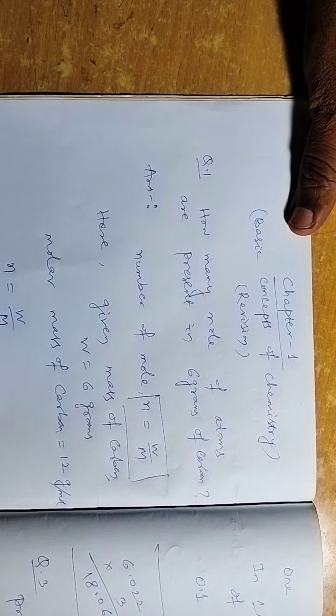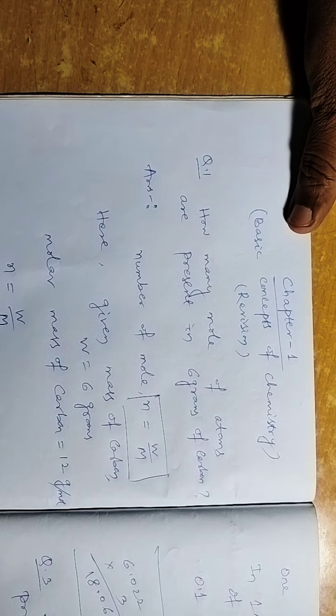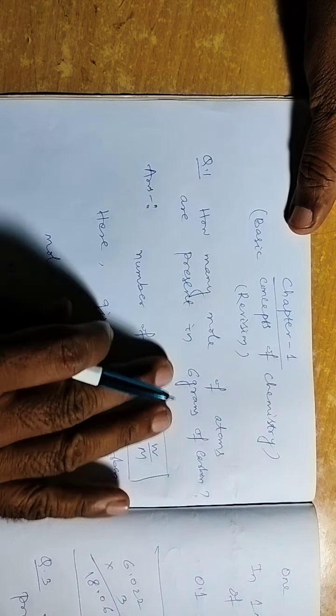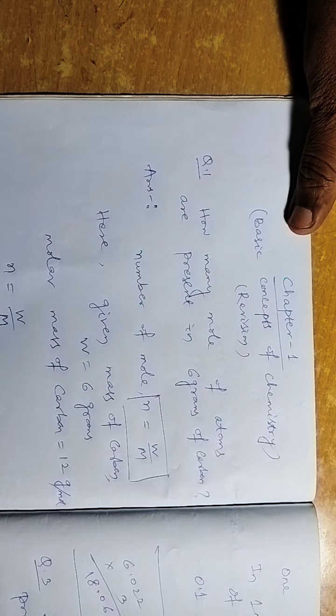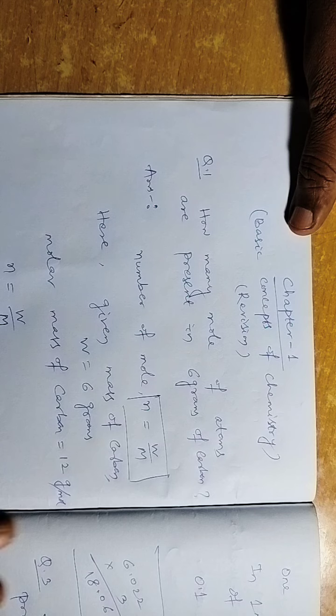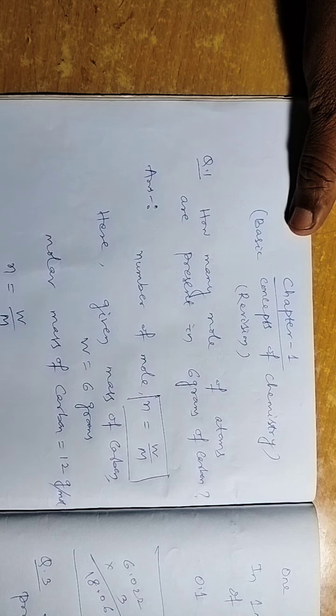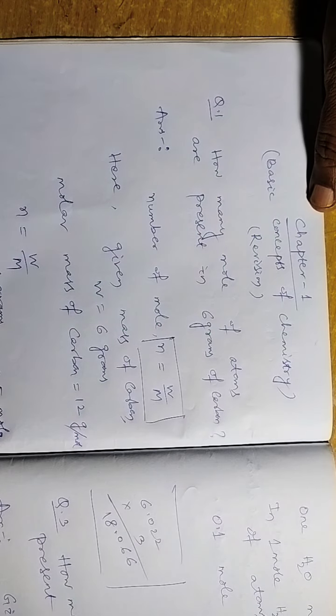So in the first question, the mass of one element is given. Here the element is carbon, and we have to calculate the number of atoms. 6 grams of carbon. In 6 grams of carbon, how many atoms are present? So here n = W/M. n is the number of moles, W is the given mass, M is the molar mass. Like this, we can put the values: 6 gram by 12 gram per mole. 12 gram per mole is the molar mass of carbon, so it gives 0.5 moles. This is a very simple question.